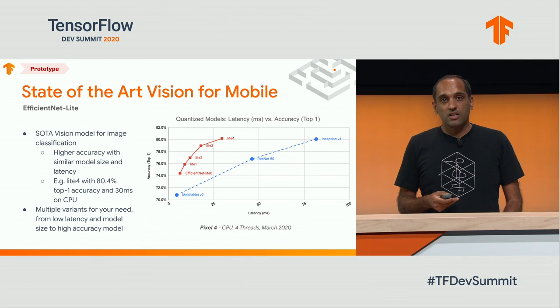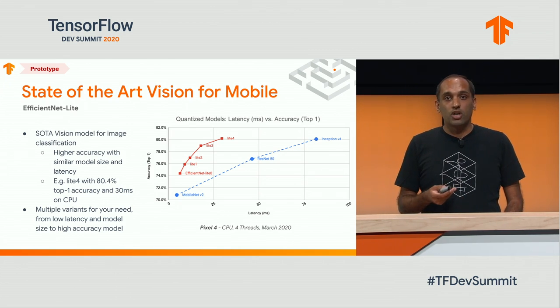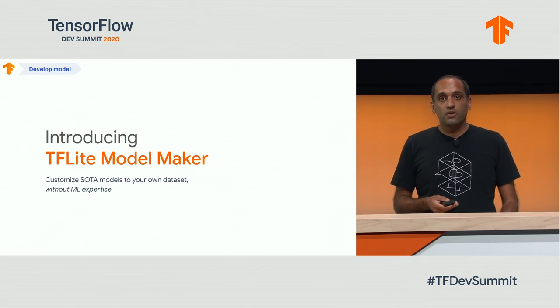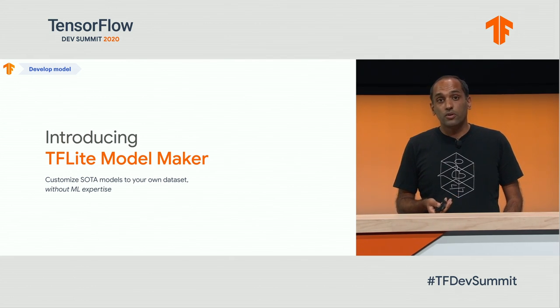The chart here in the slide shows how the quantized EfficientNet Lite model performs compared to similarly quantized versions of other popular ImageNet classification models. In addition to ensuring that these models run well on TensorFlow Lite, we also wanted to make sure that you can easily customize these models to your own use cases. And so we are excited to announce TensorFlow Lite Model Maker, which enables you to customize a TensorFlow Lite model on your own data set without any prior ML expertise.